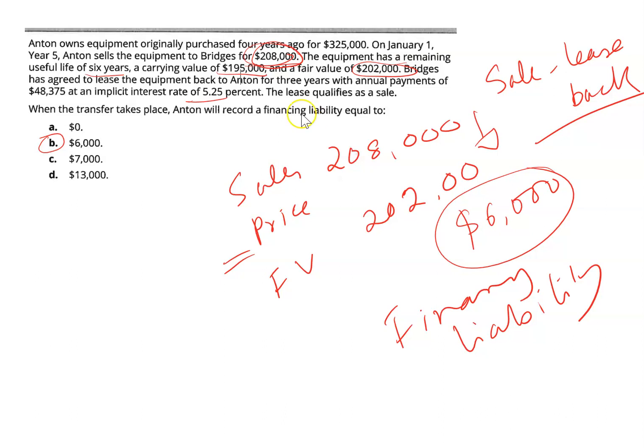So now we know the concept of sale-leaseback transactions. We know what criteria you need to meet. We know how to record it when the sales criteria are met, and when you have to equate the fair value of the asset with the sales price of the asset, and when the sales criteria are not met, we just treat it as a financing liability.